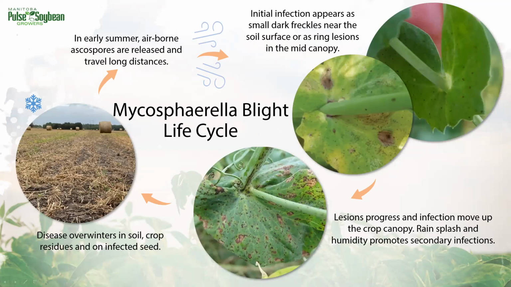Those are typically moving in a little bit later, but most often the early symptoms we're seeing are these freckles on the lower leaves. Then over summer, these lesions will expand, and secondary infections by rain splash and humidity will move that infection up the crop canopy. After harvest, pea residue, soil, and seed can carry this disease life cycle on. So fungicides are applied around flowering, when we just have these initial infection symptoms popping up, to limit disease spread up the canopy.